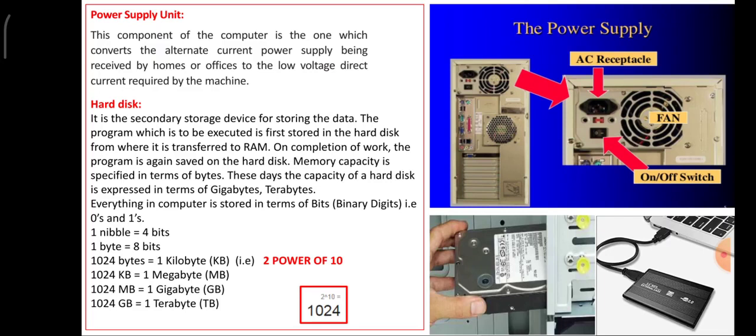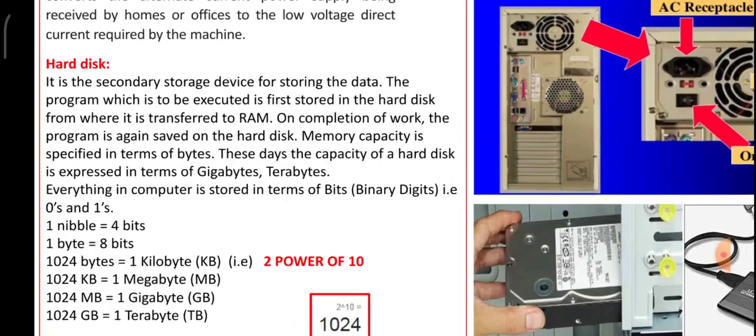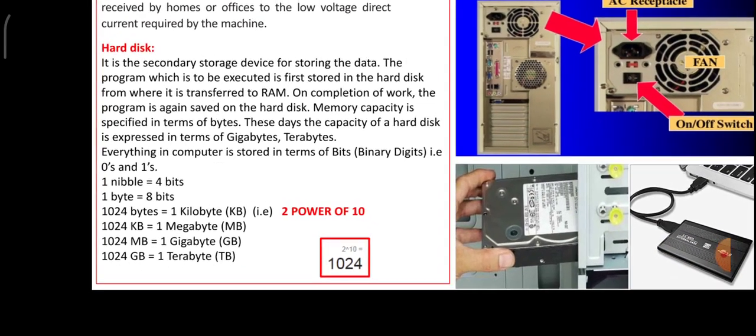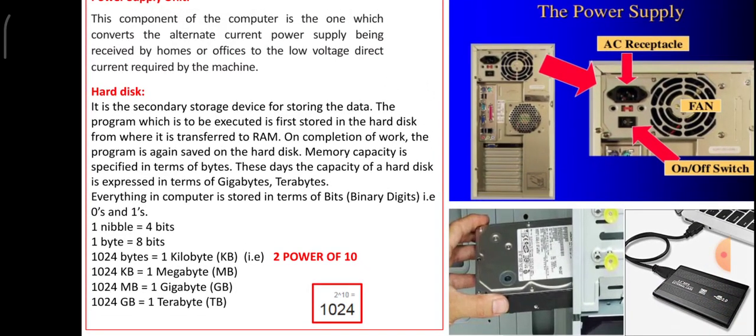1 nibble is equal to 4 bits. 1 byte is equal to 8 bits. 1024 bytes is nothing but 2 to the power of 10. I have clearly given you here 2 upon 10 is 1024. So 1024 bytes is equal to 1 KB. 1024 KB is equal to 1 MB. 1024 MB is equal to 1 GB. And 1024 GB is equal to 1 TB.